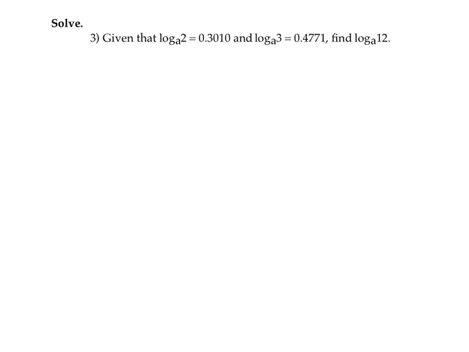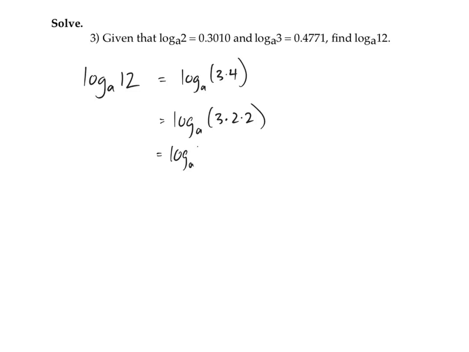Okay, next question. Given that log base A of 2 is that, log base A of 3 is that, find log base A of 12. So that's a law, the product law, quotient law kind of thing. So if I have log base A of 12, that's the same as log base A of 3 times 4. Oh, and there's a 2 there, so I could really write that as log base A of 3 times 2 times 2. And then this is the product law, and so it'd be log base A of 3 plus log base A of 2 plus log base A of another 2.